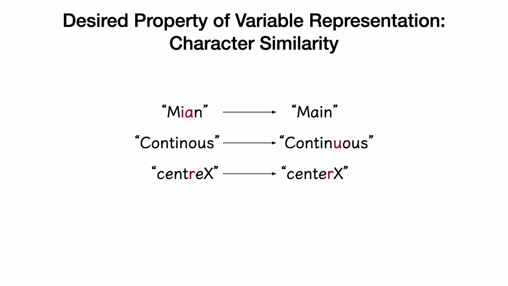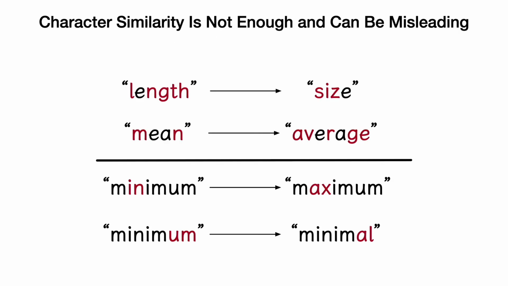The first property is character similarity. Variables that look similar to each other should have similar representations. For example, the difference between the misspelled main and the main is really small, and also the single character difference between British English and American English, like 2 versions of center. This sounds very simple, but it does not always work, and unfortunately, it can even be misleading.